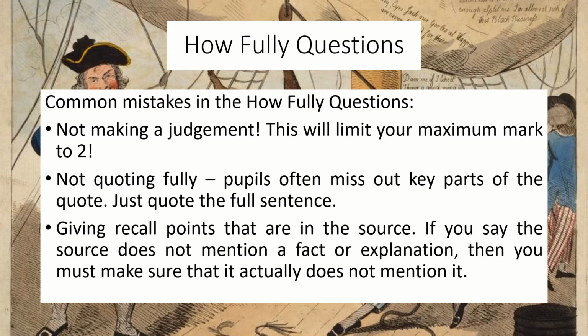And then the third thing that you often see in answers is that pupils will write a recall point and say, oh, the source doesn't mention, but then say something that's actually in the source. So make sure you've carefully read the source. Just because it's not one of the points that you've quoted, it might still be in the source. There are usually 4 points in the source that answer the question. So if you've written 3, there might be one other one that's about the thing that you're going to talk about. So make sure that whatever you're saying the source does not mention, that is not actually mentioned.